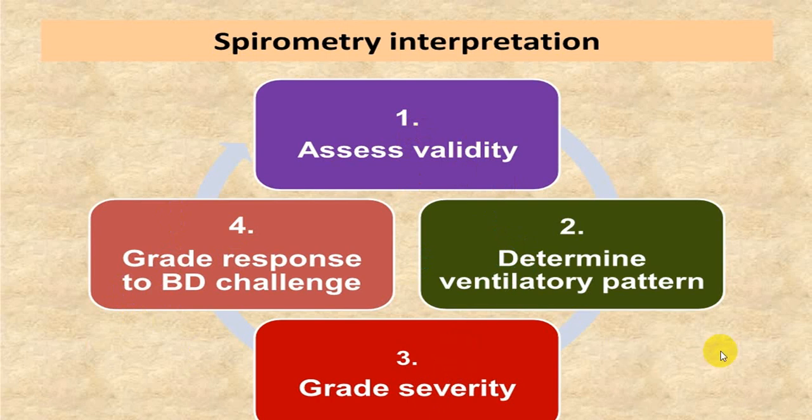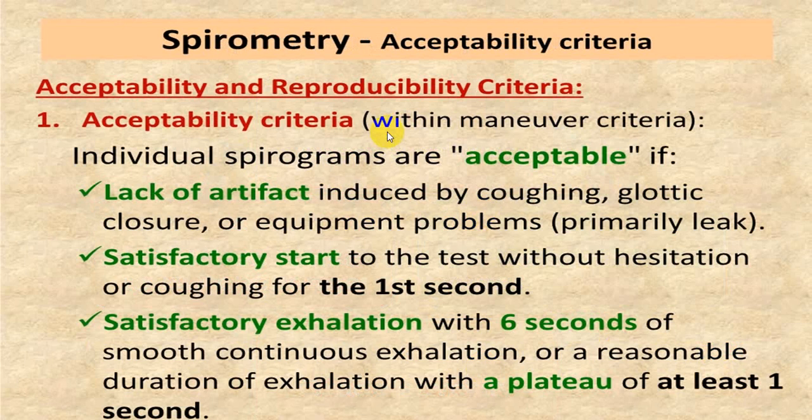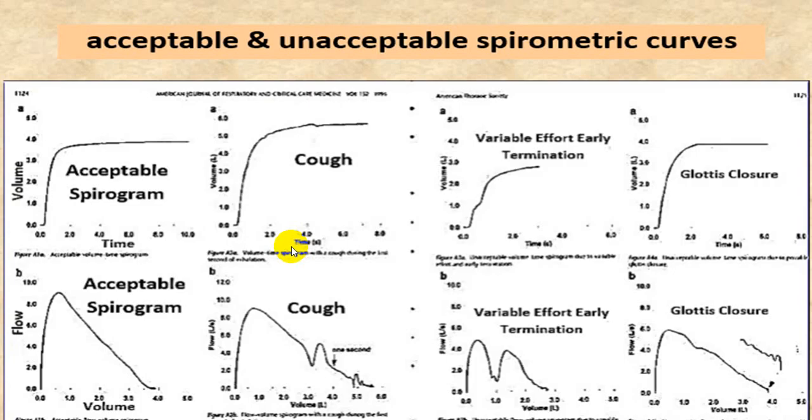So first we'll go through what we call validity. Always go for acceptability criteria, whether this is acceptable or not. Look at the artifacts. A satisfactory start should be there. Satisfactory exhalation should be there, and it should be for 6 seconds. So look for all those things. I'm not going into detail.